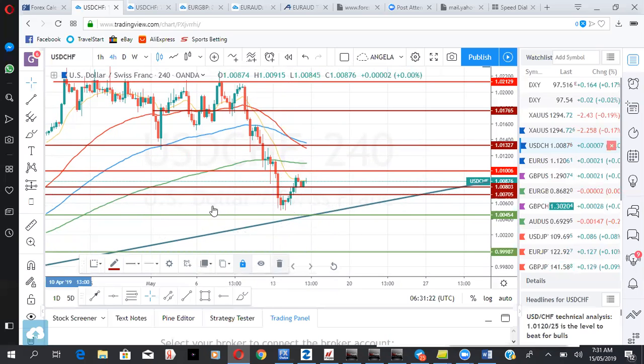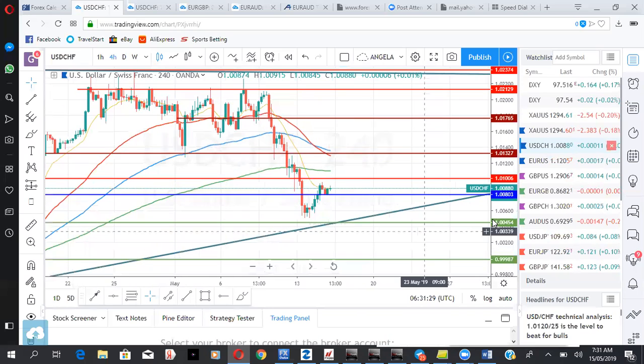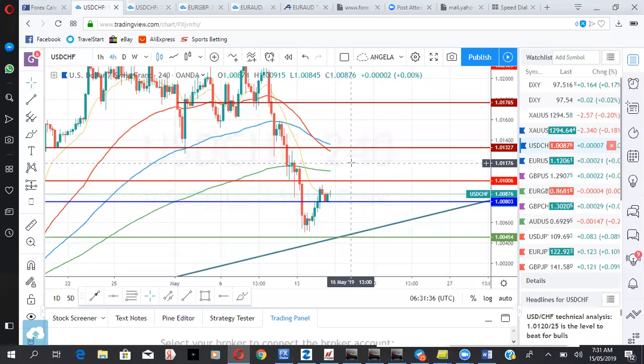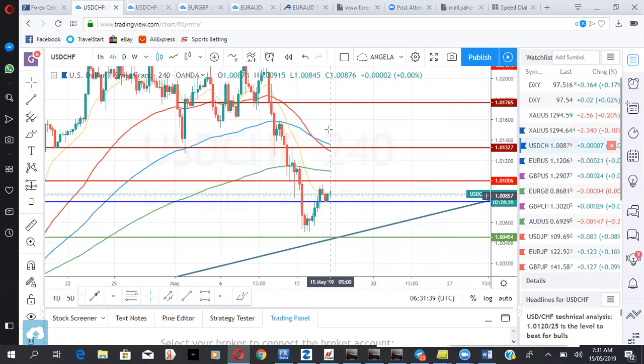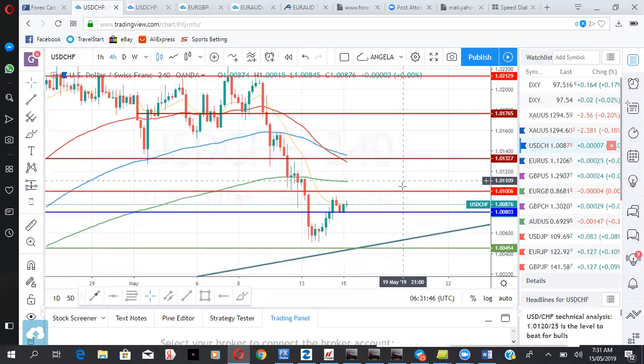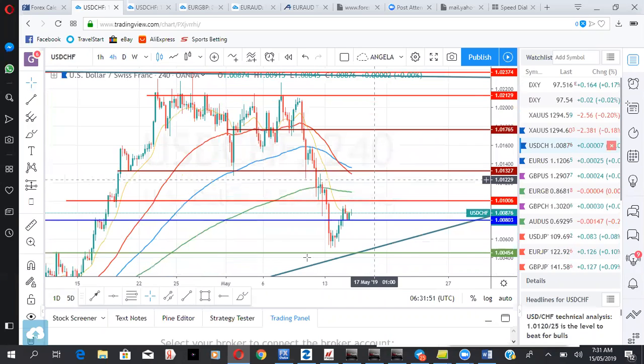So as we can see now, price is finding support at this level, and that level is 1.0080. For now, we might see a bit of movement up on the USDCHF. At least if using my fib, we might see a bit of a rally to come up to 1.0132.